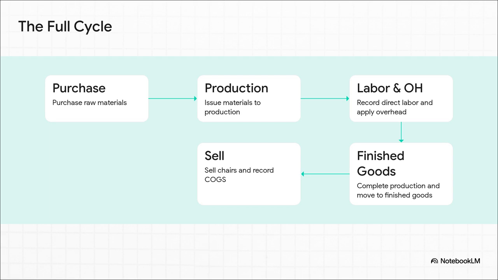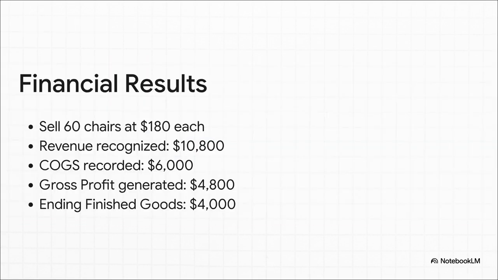And finally, the best part: when a customer buys them, out of finished goods they go, straight into cost of goods sold. So, the crucial point here is that when we sell, say, 60 of those chairs at $180 a pop, the financial result perfectly mirrors the physical reality.